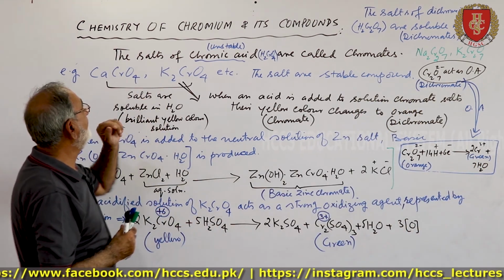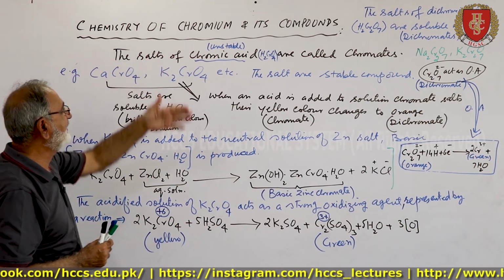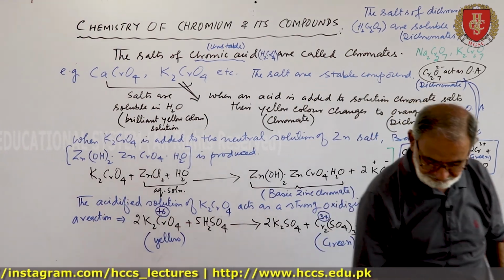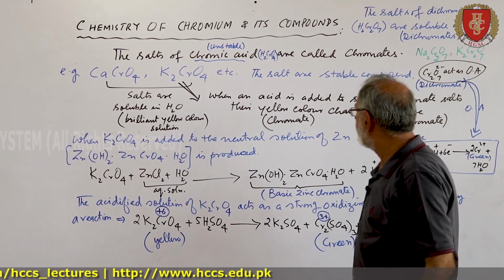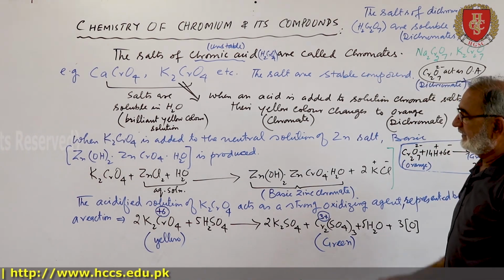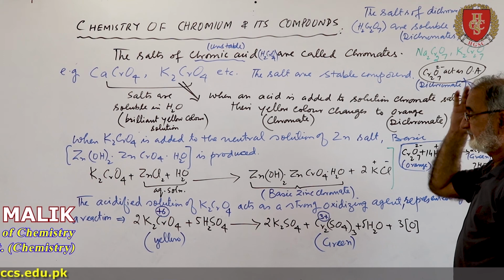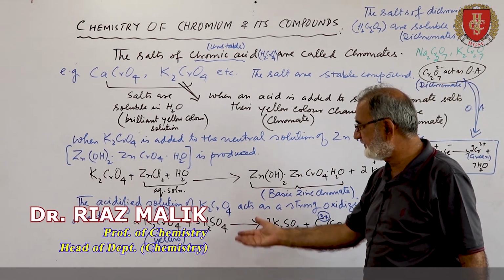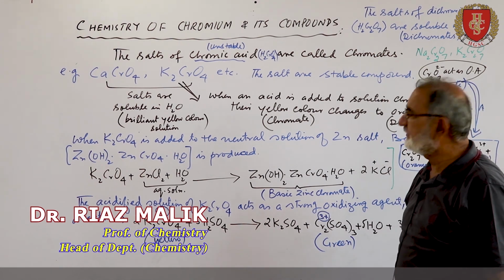So, this was all about the chemistry of chromium and its compounds. We discussed how chromium changes its oxidation state, and how the chromate and dichromate acidic solutions act as a strong oxidizing agent. And this was all about it.